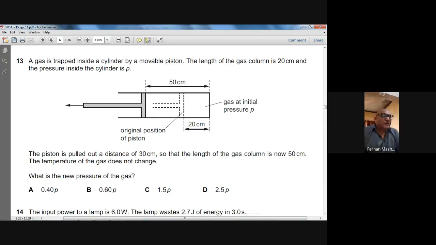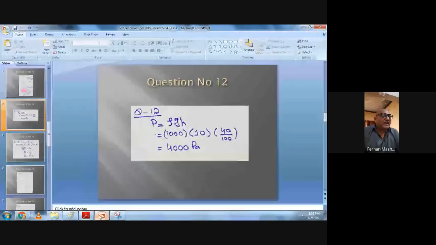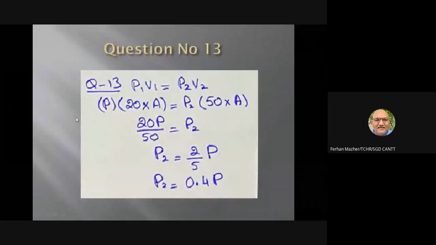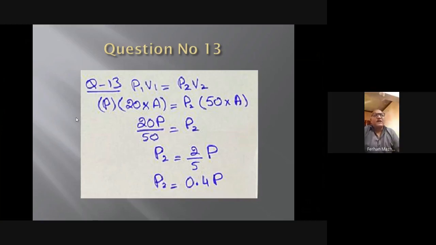So I've done this on a paper. Let me show you my work. I hope you will be able to understand it. The famous formula when the temperature does not change: P1 V1 equals P2 V2. In the first situation, the pressure was P. In the place of V1, I have put length times the cross-sectional area, that's the volume. So it will be 20 multiplied by A equals P2, which is the question, and V2 will be the length multiplied by cross-sectional area. That will be 50 multiplied by A.